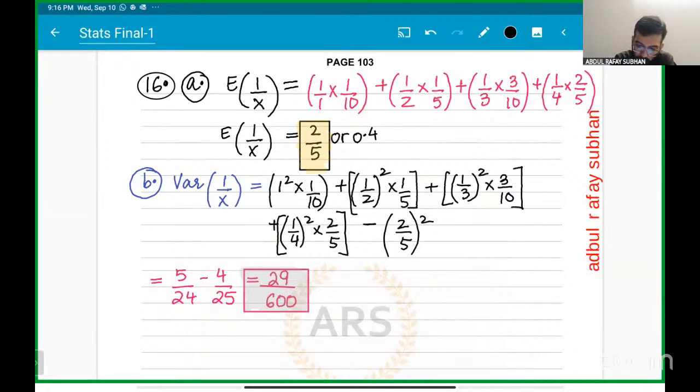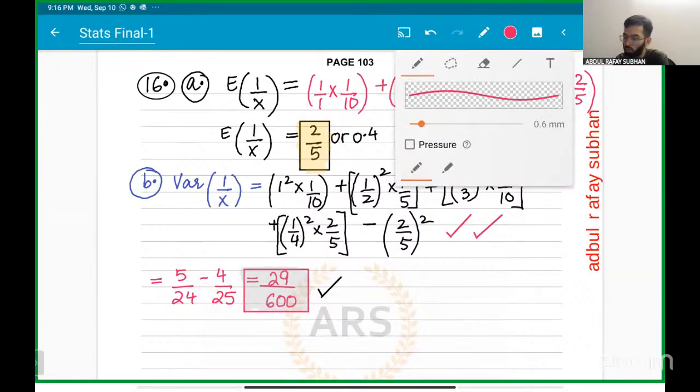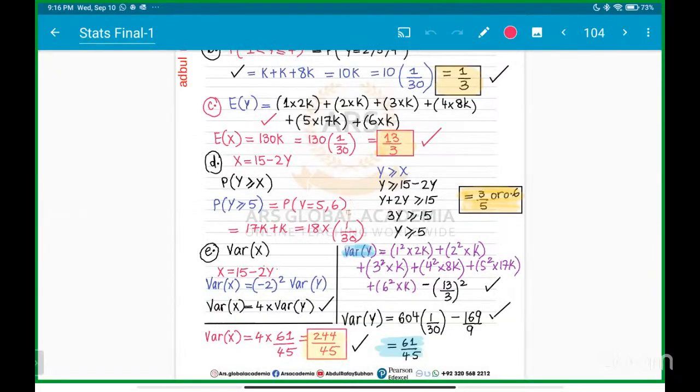So definitely 1 mark for this 29 over 600 and 2 marks for applying the correct variance formula and showing the correct working. Is everyone getting it? Following clearly on this, students? Understood? Yes, sir. So that's how we got 3 marks for this one as well.